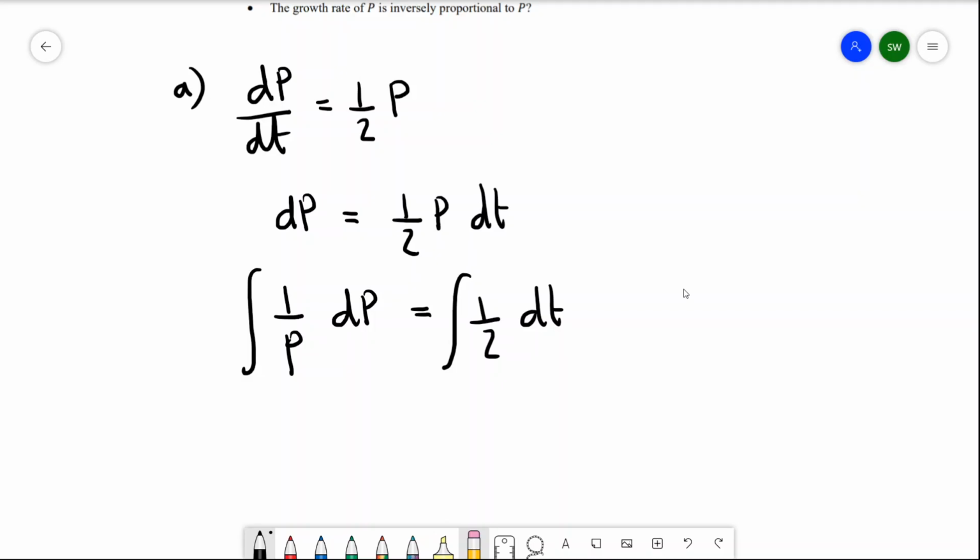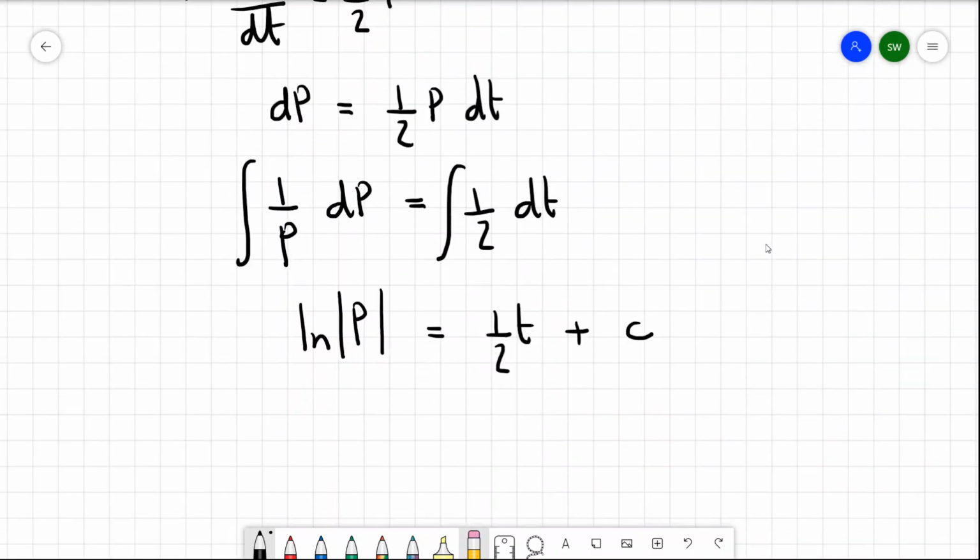So on the left hand side I'm going to have natural log of p. And I know p is always positive, so I don't need to worry about the modulus symbols, but I could put the modulus symbols there. And I'm going to have a half dt, a half t. And I'm going to remember my constant of integration on the right hand side.